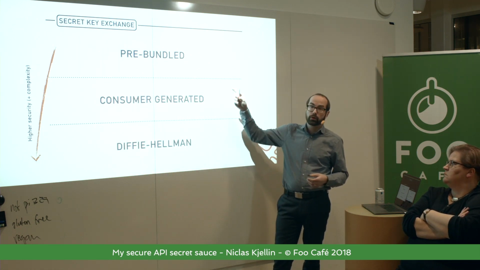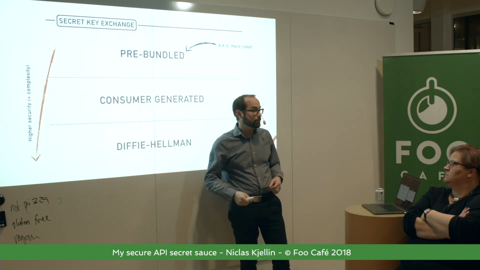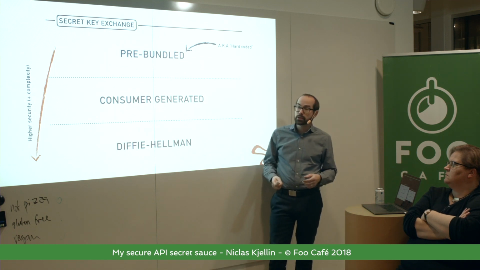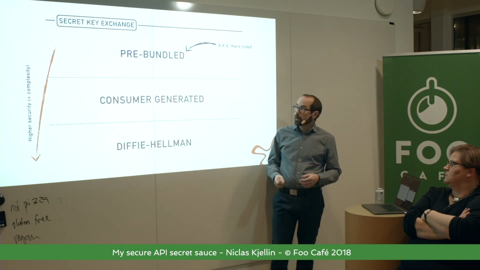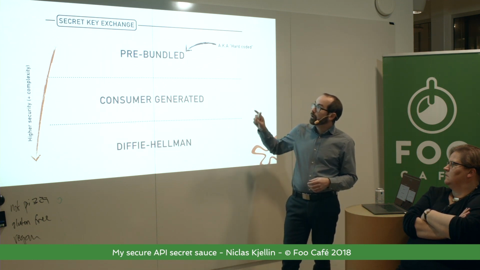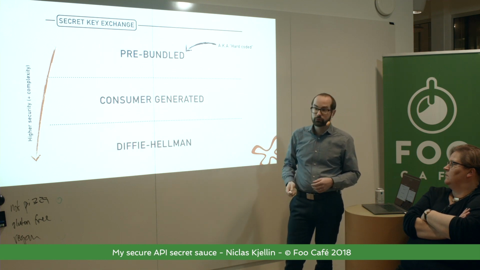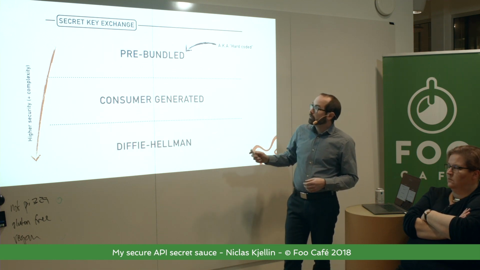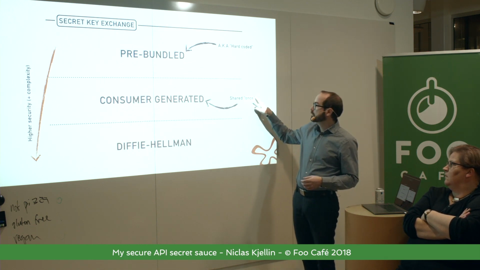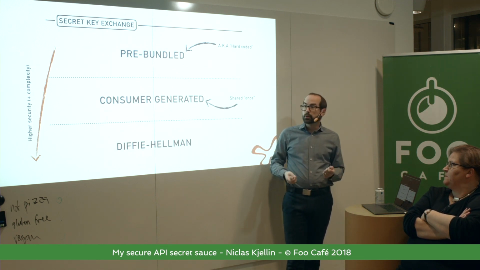Pre-bundle is what we call hard-coded. So we put the secret key into an app, or I've even seen HTML and JavaScript pages having secret keys in them. Again, it's called secret for a reason. So we should avoid that, but that's a very, very common solution of doing it. Consumer generated is what we call shared ones, with these small question marks, because they might be generated on a web page.